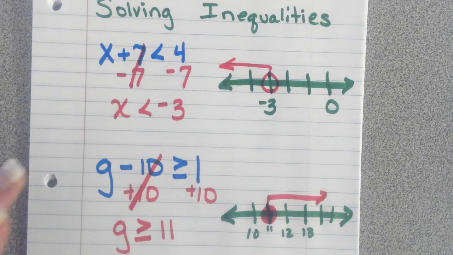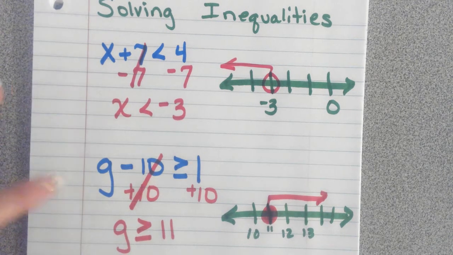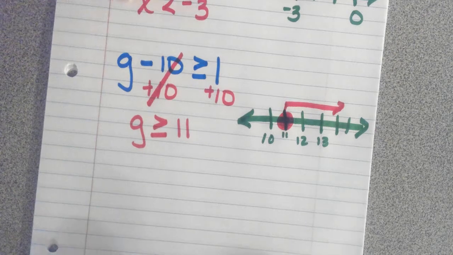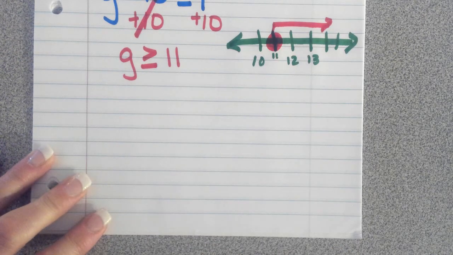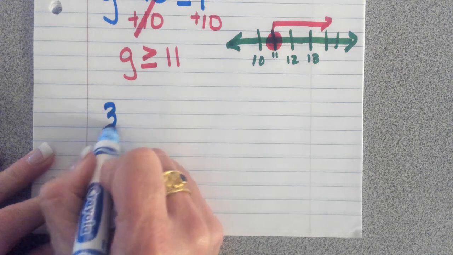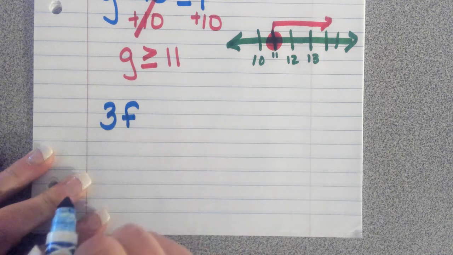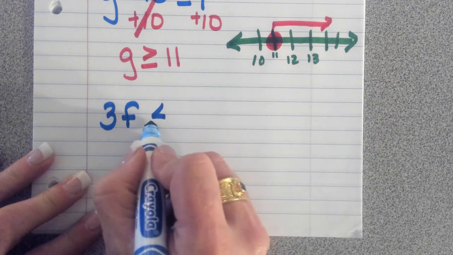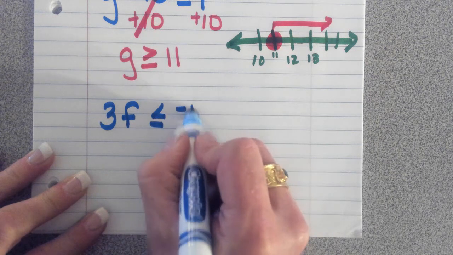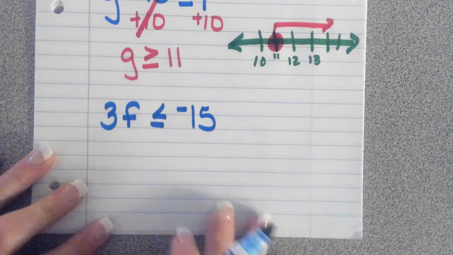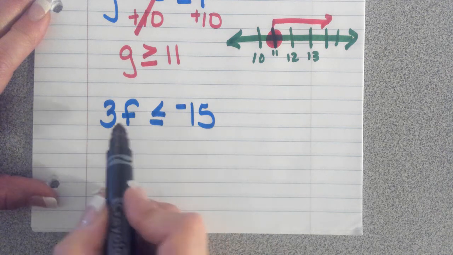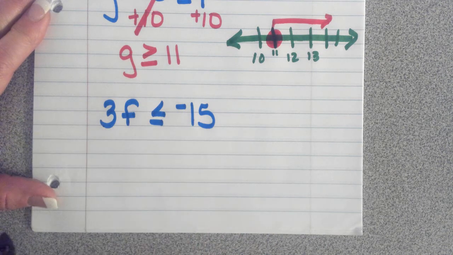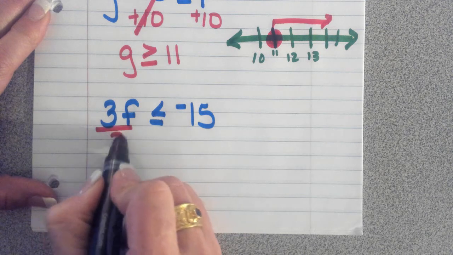That's addition and subtraction. Let's go do some multiplication. Let's say we have 3 times a number, we'll call it f, and it is less than or equal to negative 15. Okay, what I want to do is the opposite operation. So what's the opposite of taking f times 3? That would be to divide by 3.